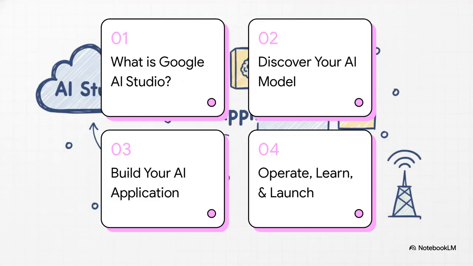So, here's how we're going to break it down. First, we'll cover what AI Studio actually is. Then, we'll look at how you can find the perfect model for your project. After that, we'll get into building the app itself. And finally, we'll touch on how you operate, learn, and get it out there into the world.